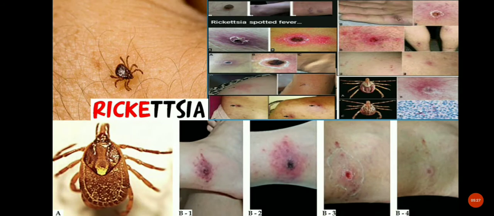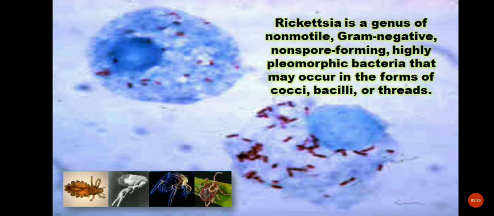Let's talk about the rickettsia. The rickettsia are visible under the optical microscope because they are the causative agents of typhus fever and Rocky Mountain spotted fever. These are highly pleomorphic bacteria that may occur in the forms of bacilli or threads.